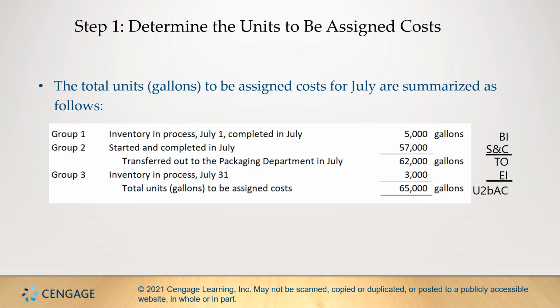Memorize this formula. It is the first thing you write down when you begin a process costing problem. Also note that the sum of your units started and completed and ending inventory is what you received from the previous department or put into production for the period. In this case, the 57,000 gallons started and completed plus the 3,000 gallons in ending inventory ties to the 60,000 gallons put into production for the period from our initial data.